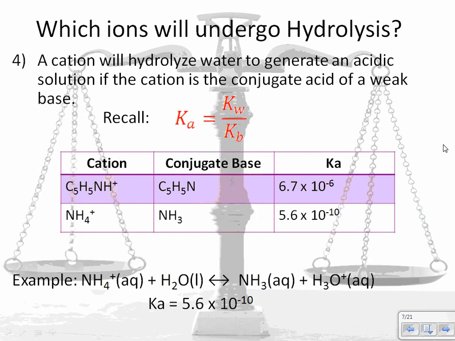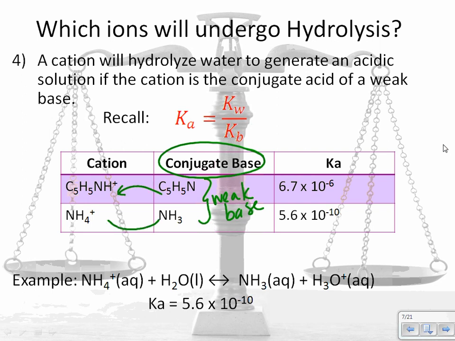Okay, last rule. A cation will hydrolyze water if it's the conjugate acid of a weak base. So again, its base over here has to be weak. How do you figure that out? Use the chart in the back of the textbook. Don't be lazy. So there's my weak base. When I look at my conjugate acid that goes along with it, these are both examples of cations that will hydrolyze in water. Okay, so again, my example is NH4.